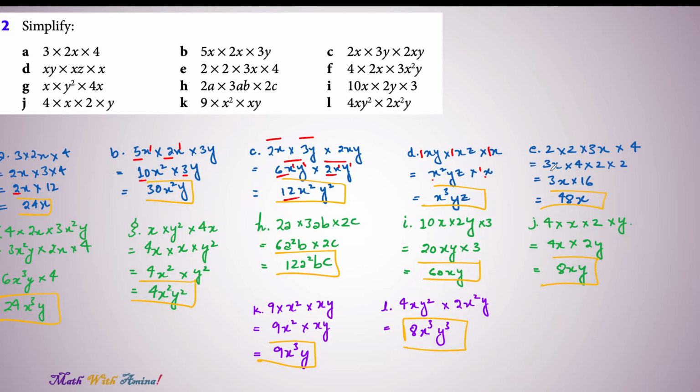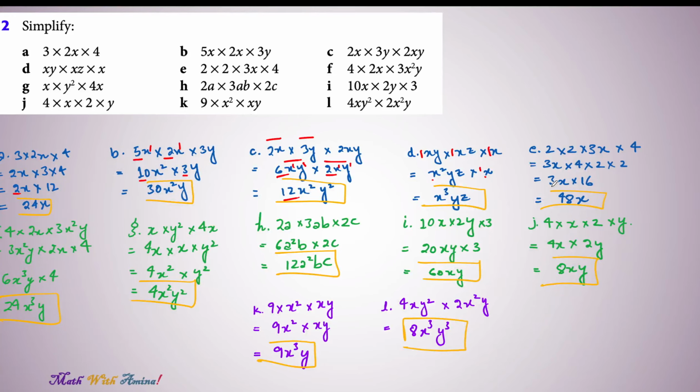It will turn out to be 3x multiplied by 4 multiplied by 2 multiplied by 2. Then we multiply the constants together. 4 multiplied by 2 is equal to 8. 8 multiplied by 2 is equal to 16. So we will have the final expression, that is 3x multiplied by 16, as a result of this multiplication of the constants together.